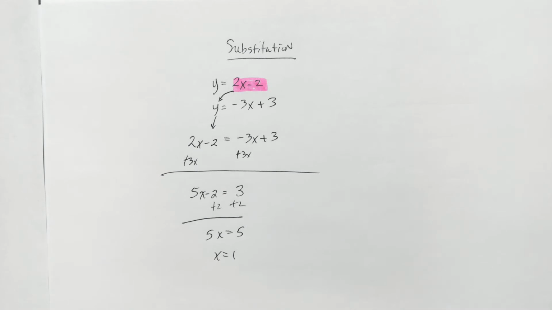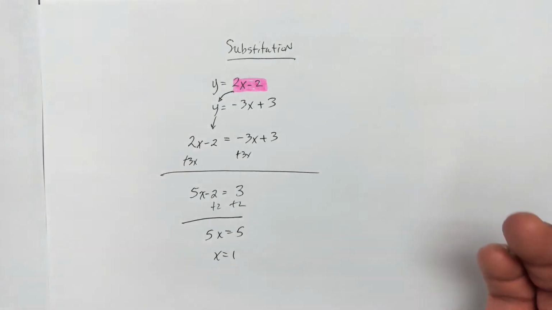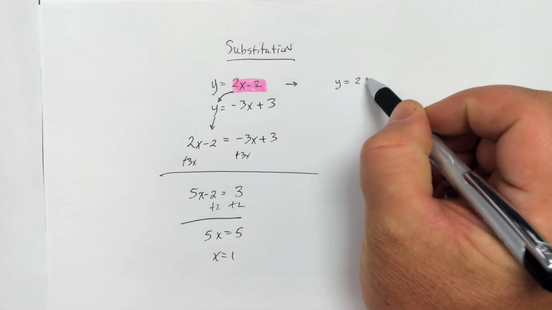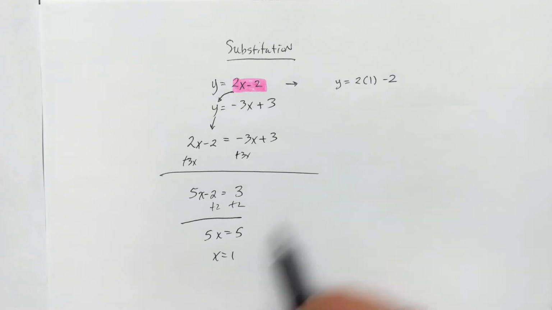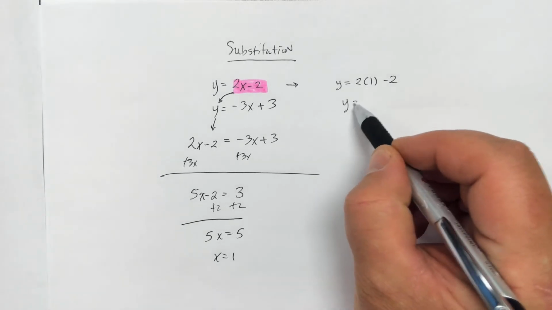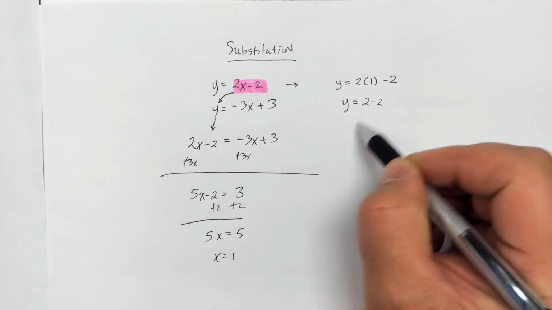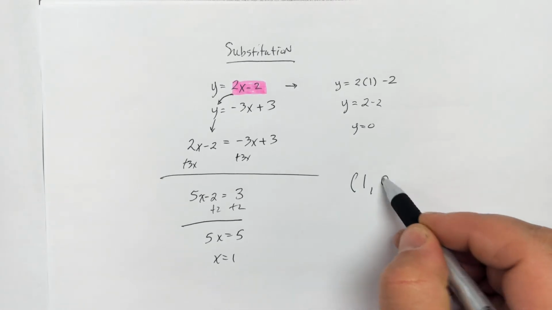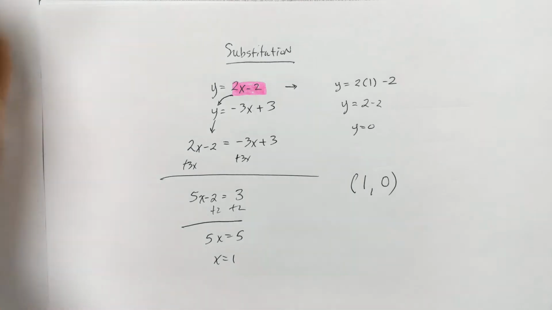Now that's only half the answer, right? That would just be for x. So to find y, you take this and plug it in either place. It doesn't matter. I'm going to use the first one. y equals 2 times 1 minus 2, so y equals 2 minus 2, y equals 0. So we have x equals 1 and y equals 0. That's substitution.